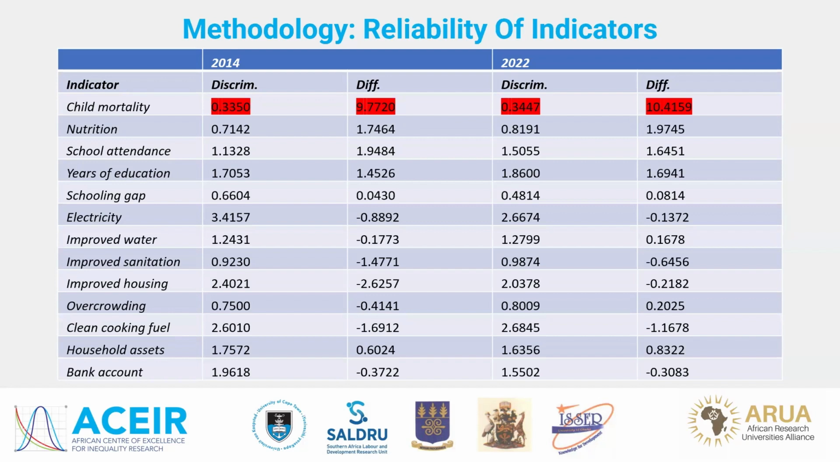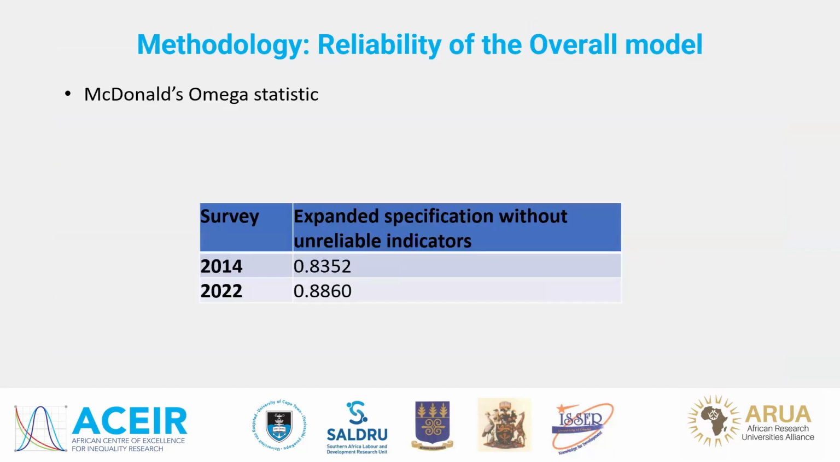From this, we can conclude that the child mortality indicator is not a reliable measure of poverty. So for the rest of the analysis, we drop the child mortality indicator. As much as it is included in the global MPI, we drop it for the rest of the analysis done in this paper. When we recalculate the McDonald omega after we drop it, we see that the omega is actually above the threshold required for the overall model to be considered reliable.